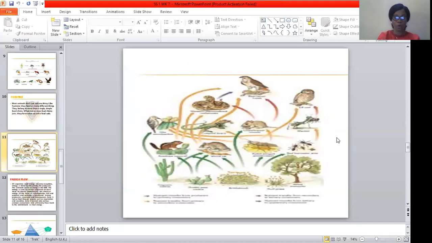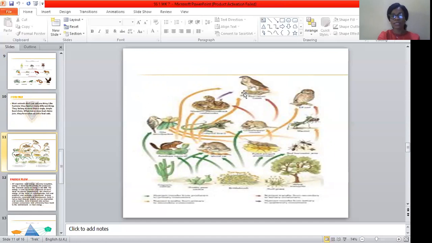This is an example, a diagram of how a food web looks. We can see different food chains. You can see from here to here, just like they are moving in a circular motion. They tend to move anywhere. You see the chains arising from different points, going to different points.